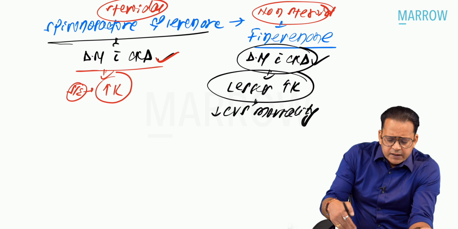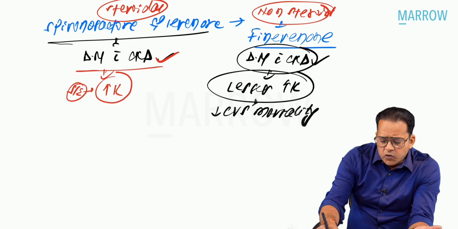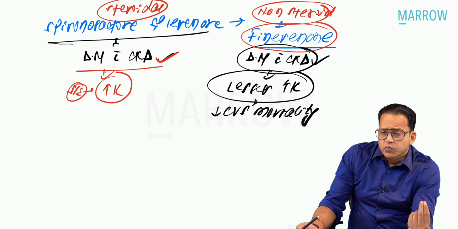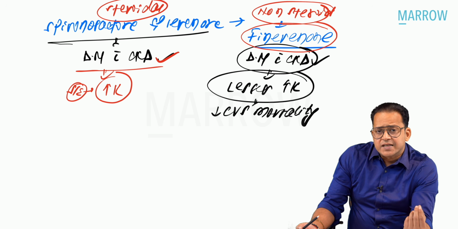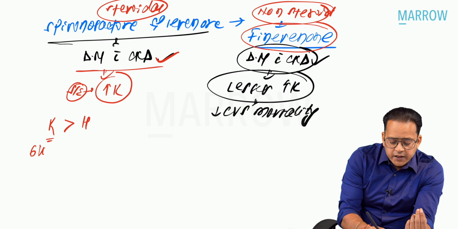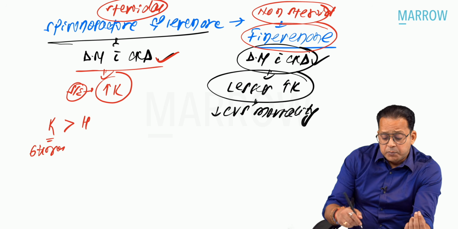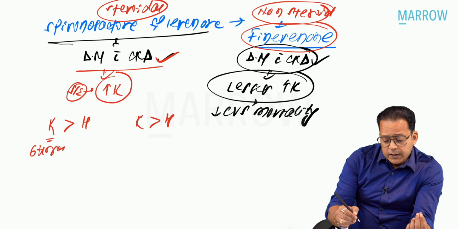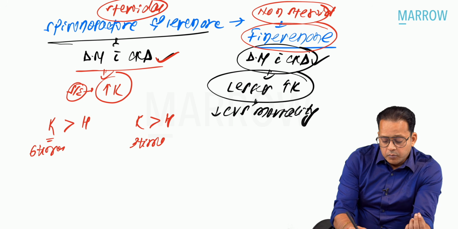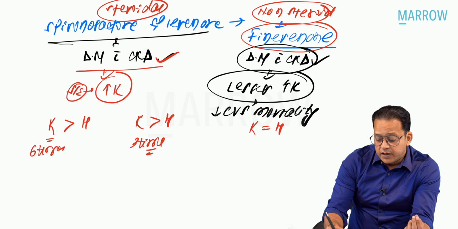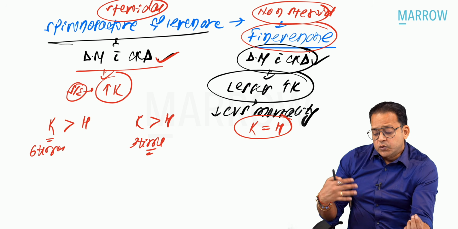Now you would ask me, sir, why is it that finerenone causes lesser hyperkalemia? What is the reason? Now for that you have to understand one basic fact: where are these drugs concentrated? Now remember, spironolactone is concentrated in kidney more than heart, and it is 6 times more in kidney as compared to heart. Eplerenone is concentrated in kidney more than heart, and it is 3 times more in kidney as compared to heart, whereas finerenone's concentration in kidney and heart is equal. Right, so it is equally concentrated in kidney and heart.